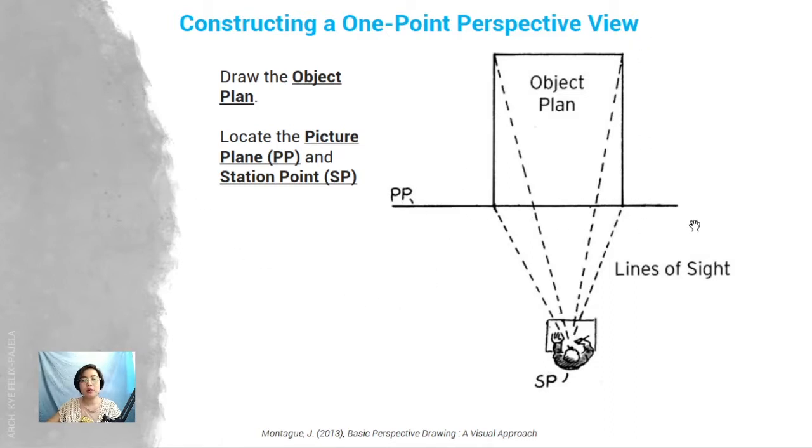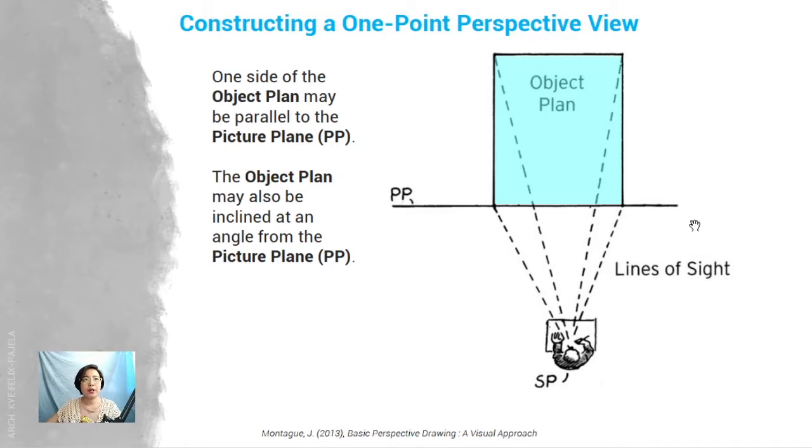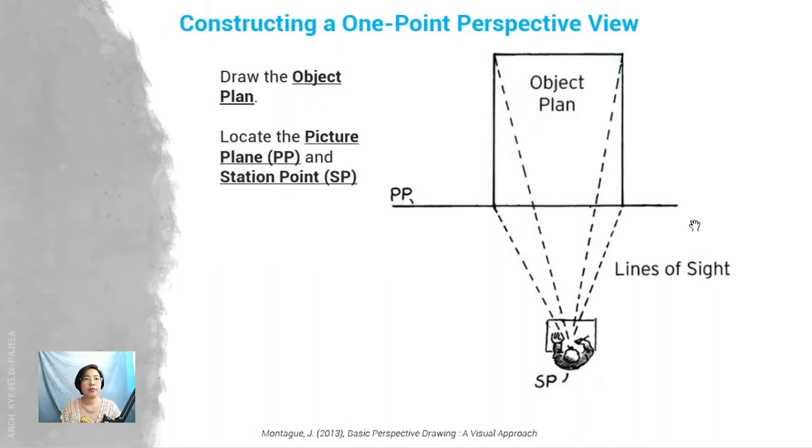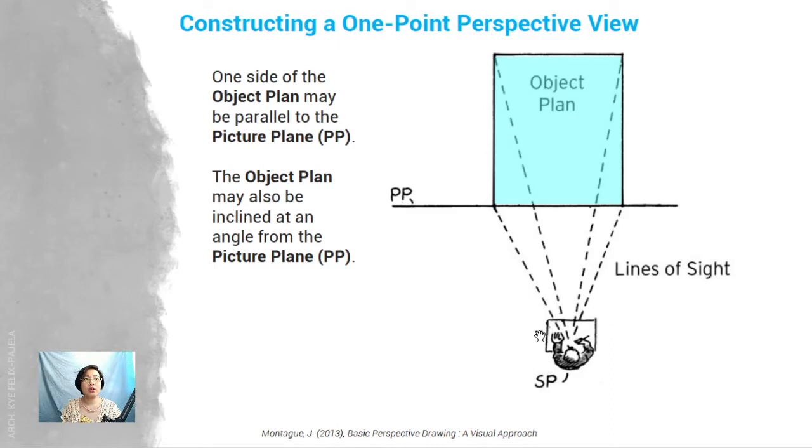Itong picture plane na to, as we've discussed in our previous lecture, dito makakat yung view. Or yan yung pinaka-view na itatranslate natin sa paper. After you locate the picture plane, susunod, nasaan yung station point. So, ang station point natin, you need to have enough distance from the object. Okay? So, one side of the object plan may be parallel to the picture plane.